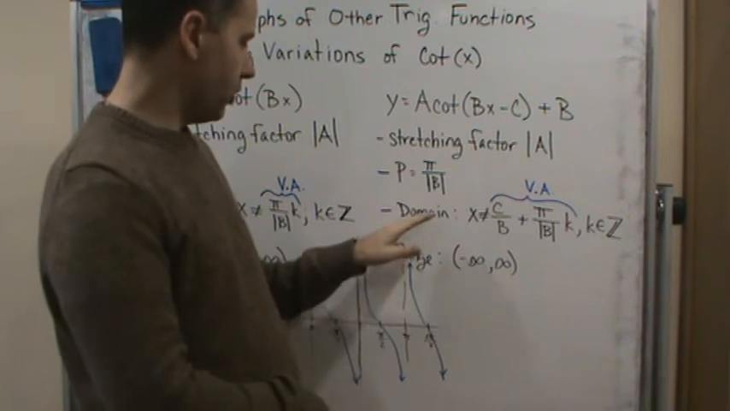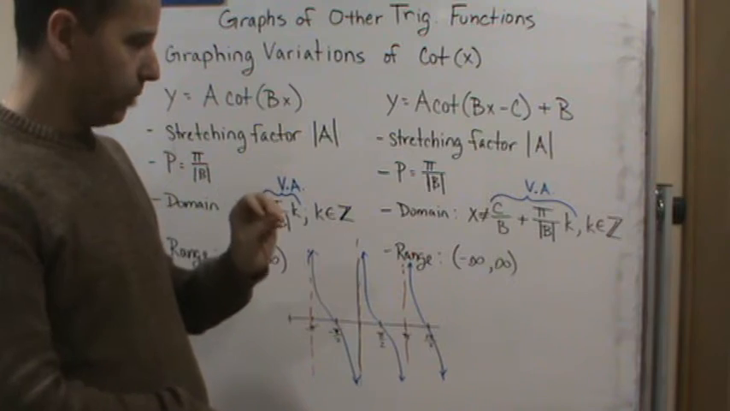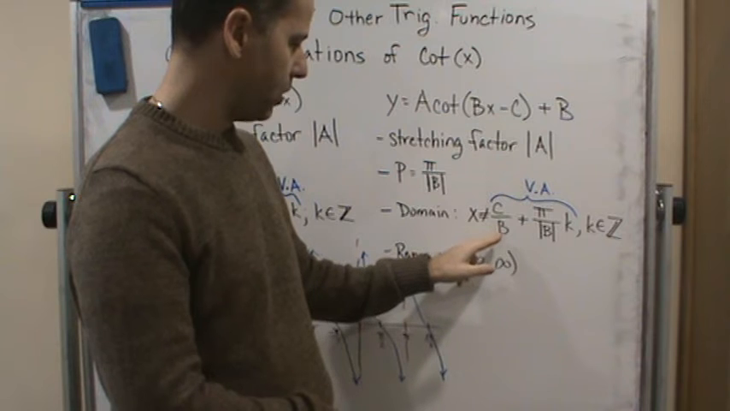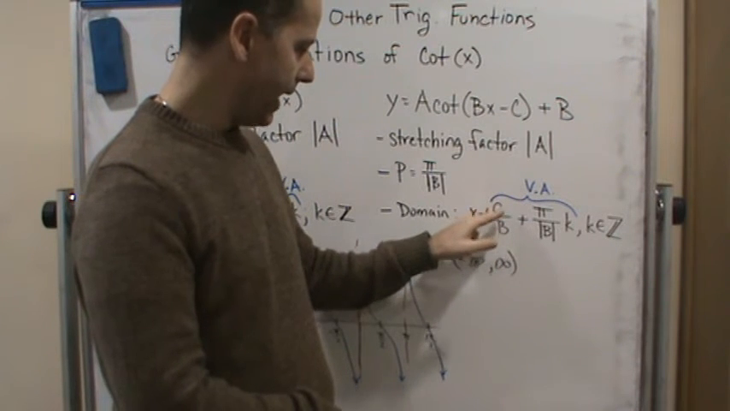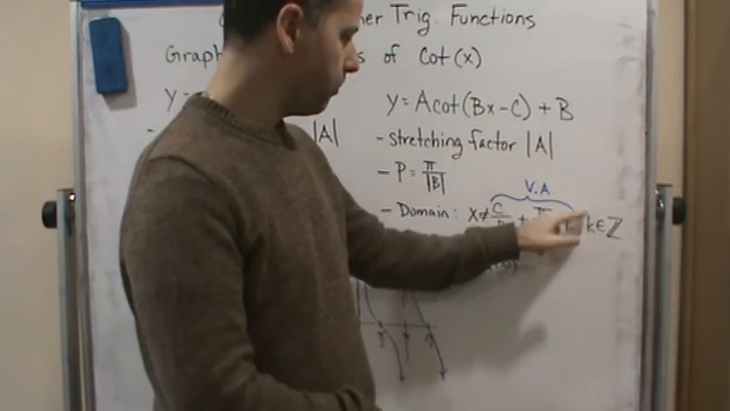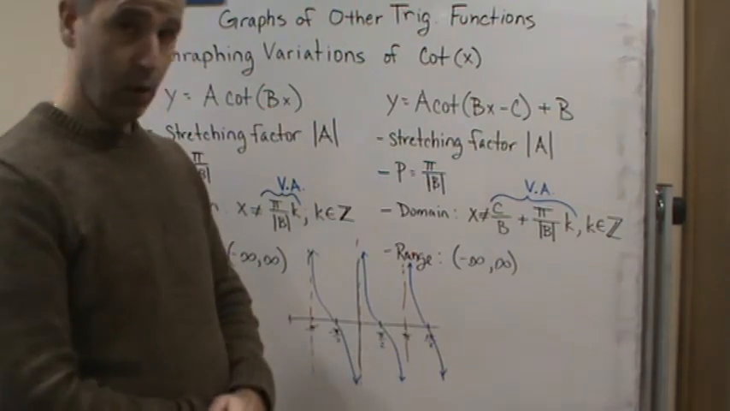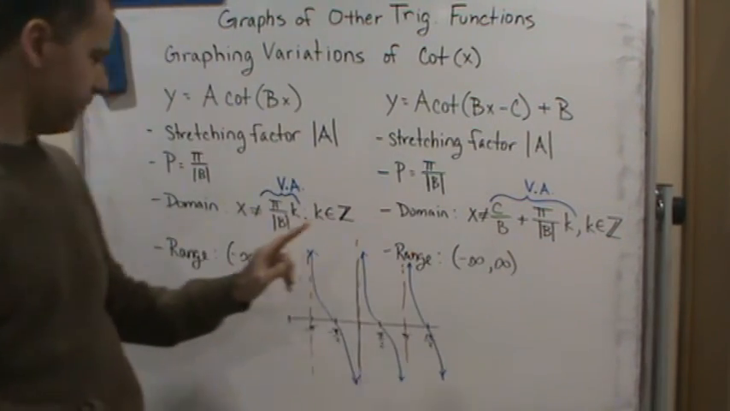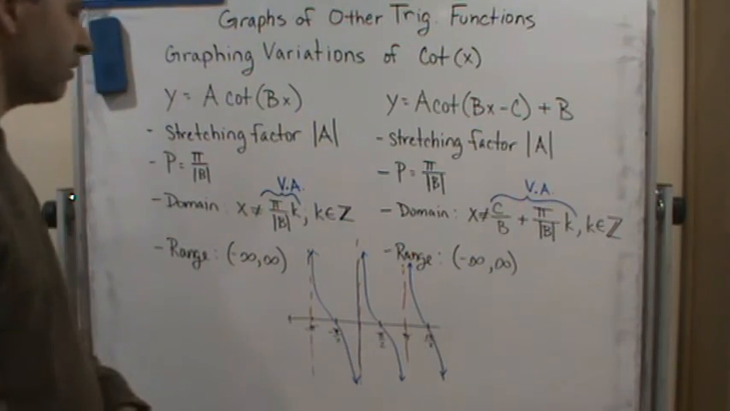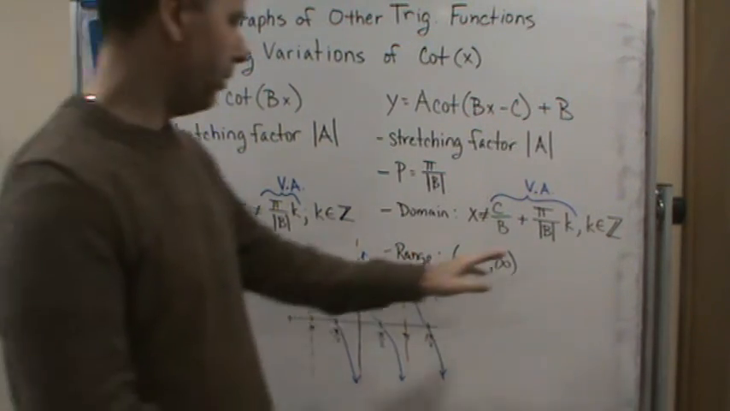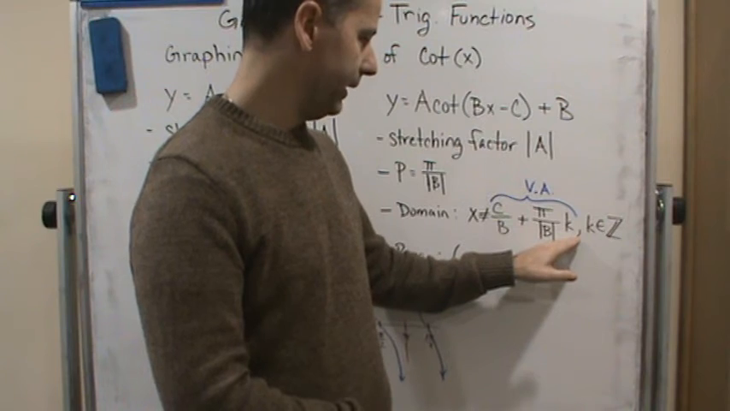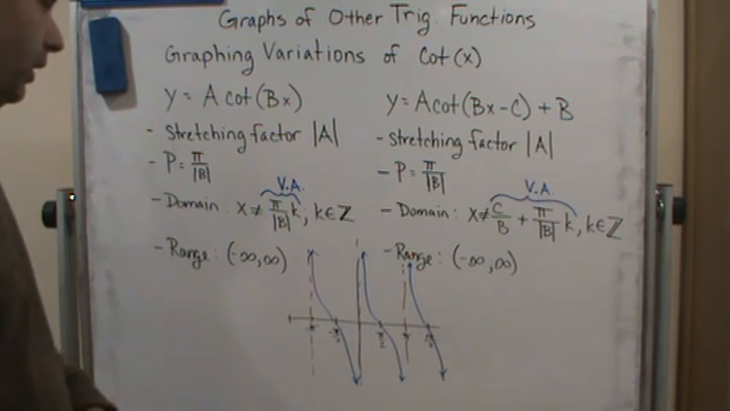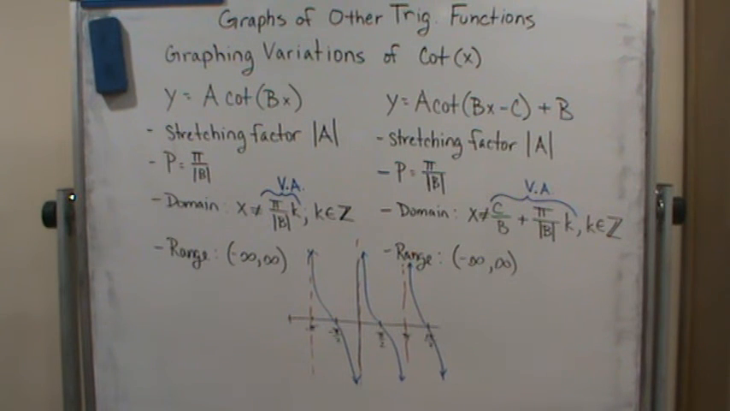So the domain is going to be basically all real numbers except where the asymptotes occur. So in this case here, the most general case, the asymptotes are going to occur at the phase shift plus a multiple of pi over the absolute value of b, okay? So the only difference is you're adding this phase shift in here, okay? And again, remember, this is just saying, hey, for all integer multiples, right? Because k is an integer, so all integer multiples of pi over the absolute value of b, okay?